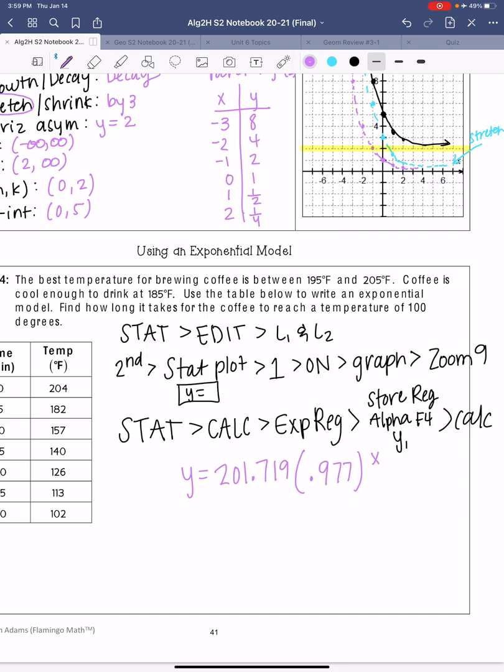Now we want to know how long it takes for it to reach 100. To figure out where that is, we're looking for the intersection with y equals 100. So the next thing we need to do is go to the y equals button, go to the y2, and set it equal to 100. Then we hit graph. That's going to draw a horizontal line at 100, and we want to see where the exponential model passes 100. And that is our answer.